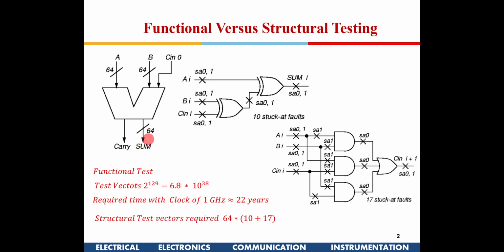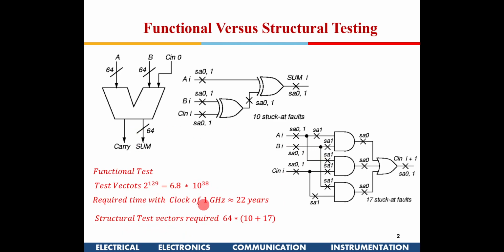This is not physically possible, right? So you can just imagine for a microprocessor what is going to be the state of affairs. How did this number 6.8 come? It is 2 to the power of 129, written in decimals. If I put 2 to the power of 129 in the calculator, it would come like this. We converted it into a power of 10.